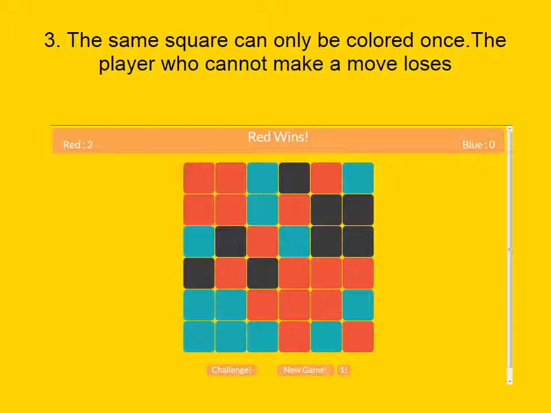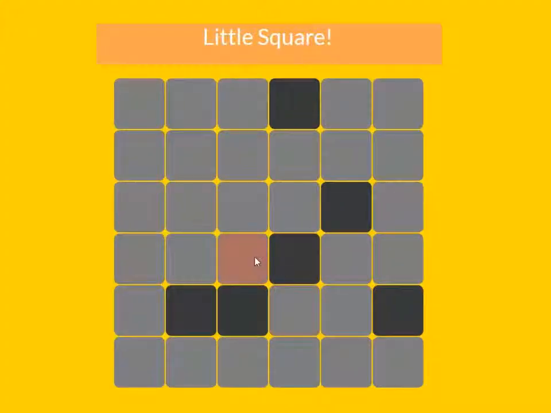In this example, it is the blue player's turn and he cannot make any move since there are no empty squares left. So the red player wins. Here is an example of how we play the game.